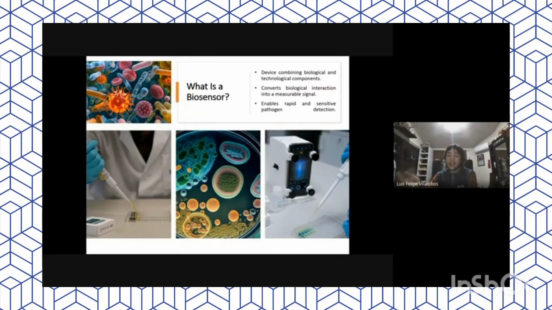Now, we talk about this topic and maybe you are asking, what is a biosensor? Well, a biosensor is a device that combines a biological component with a technological element. It converts a biological interaction into measurable signals, and this allows for rapid, sensitive, and specific detection of pathogens in food, in this case.